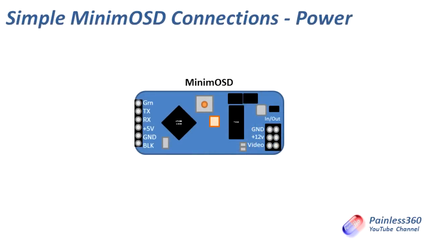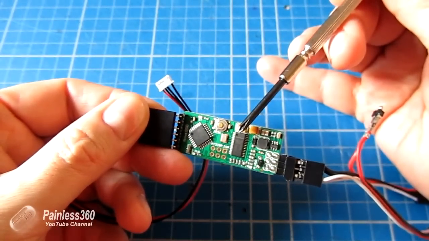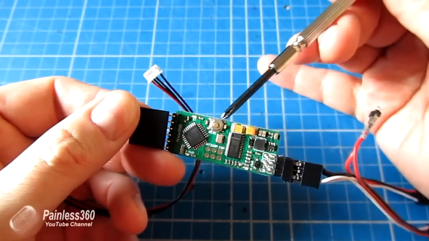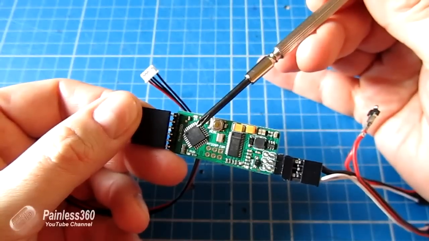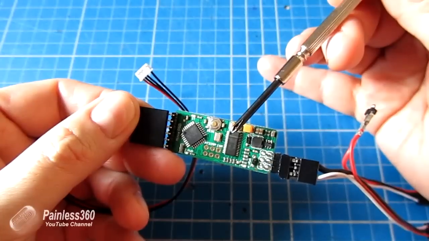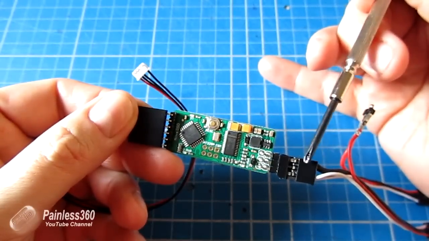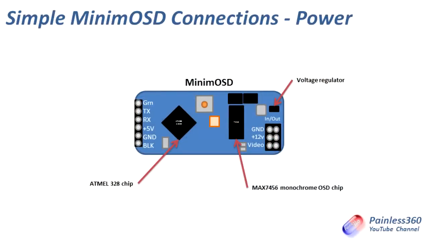The MinimOSD itself actually has a number of key components. The first is an Atmel 328 processor on the left hand side. The second is a MAX 7456 chip. The processor on the left is the one that's actually running the code. The MAX 7456 monochrome OSD chip is the one that actually puts the images on top of the video that's coming in. And the other key component is a voltage regulator in the top right hand corner, but we'll come on to that in a second.